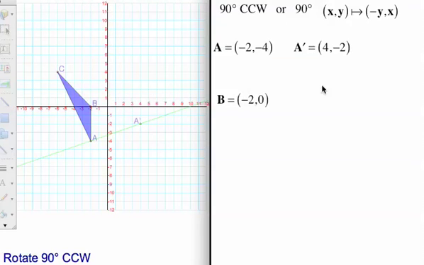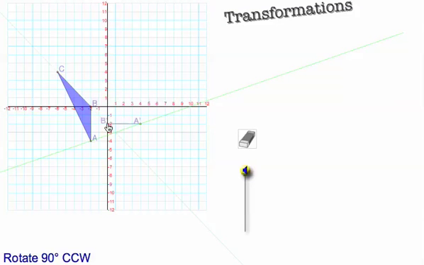Okay, the B, which was -2, 0, is going to come down here, and we're going to switch those signs. So when the y comes to the front, it's going to switch signs, but it's a 0, right? So the -0 is still 0. So we get 0. The x goes to the back and keeps its sign. So 0, -2. So the B prime is going to be right here.